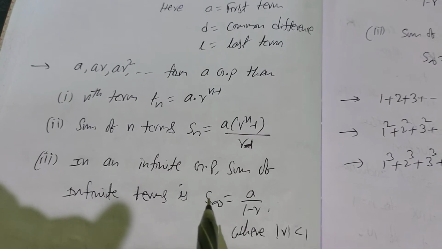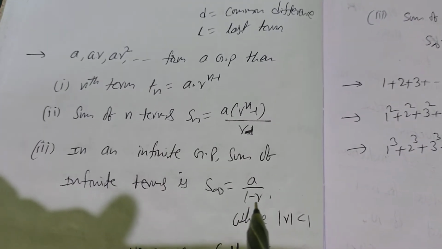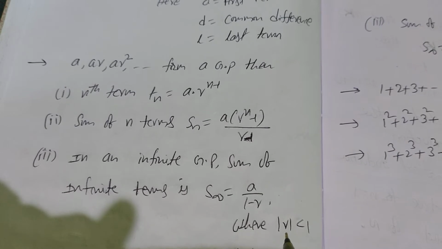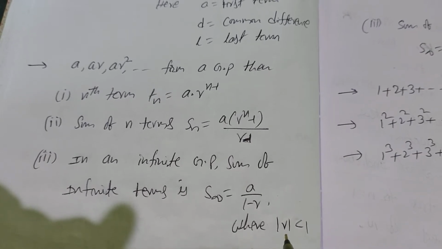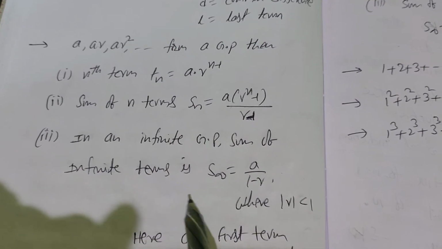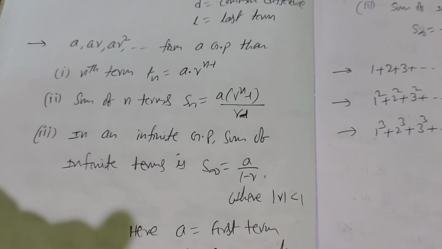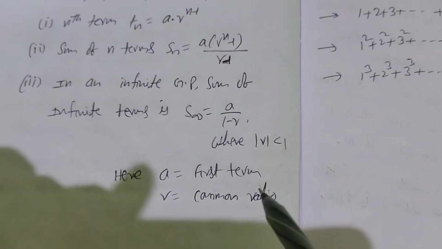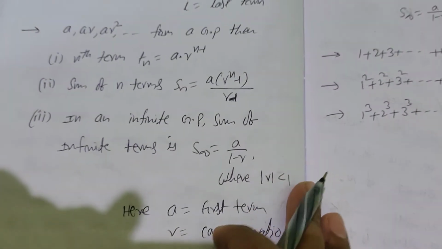Sum of infinite terms is possible only when mod r is less than 1. That means the common ratio r lies between minus 1 and plus 1. Then only we can use this formula. Otherwise, we cannot find the sum of infinite terms. Here a is the first term, r is the common ratio.